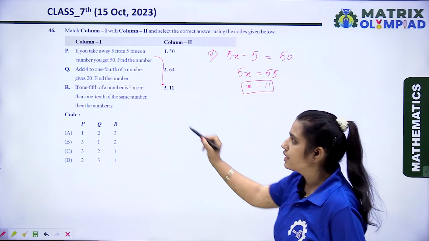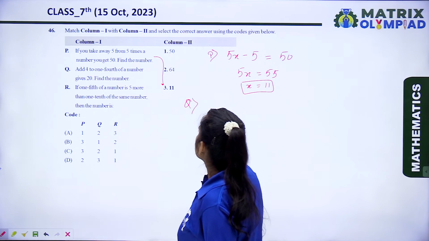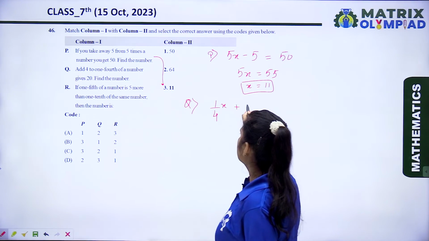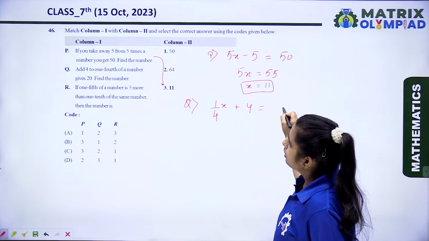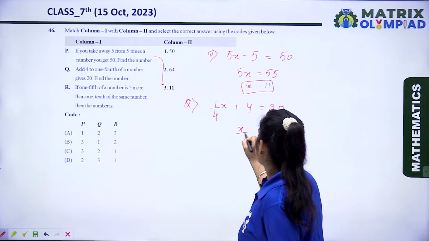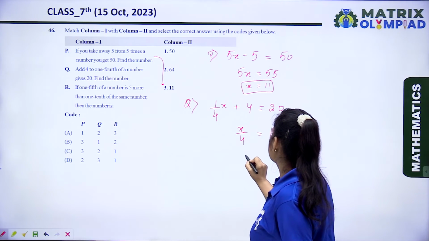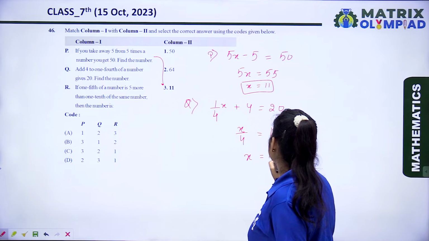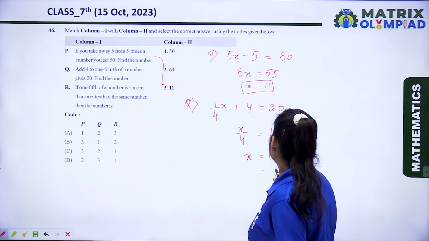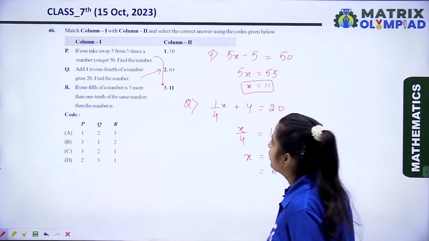Now the next is: add 4 to 1/4 of a number gives 20. So here x upon 4 is equal to 20 minus 4, which is 16. x is equal to 16 multiplied by 4, which gives you 64. So the answer is 2.